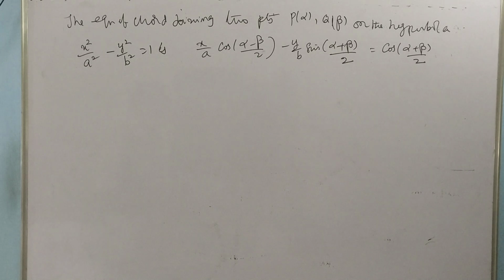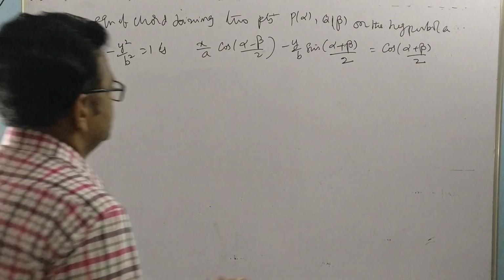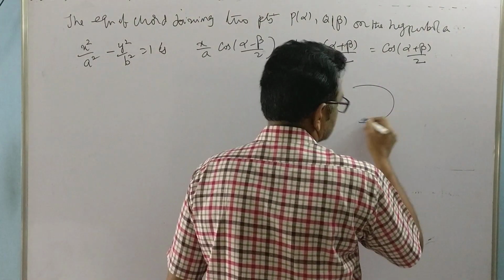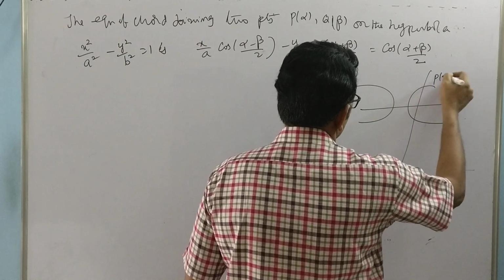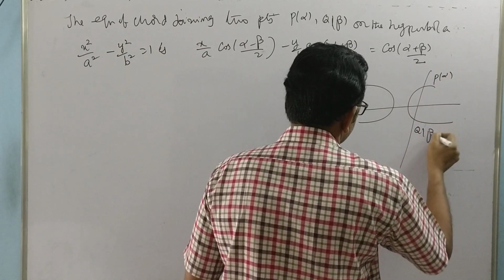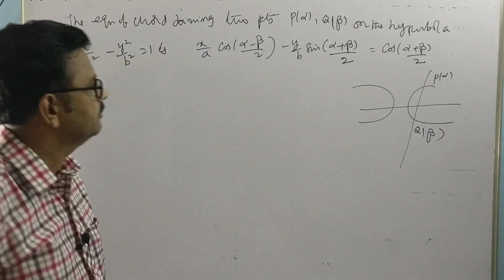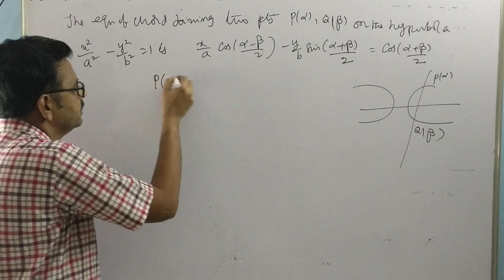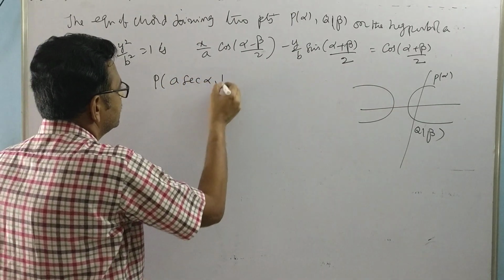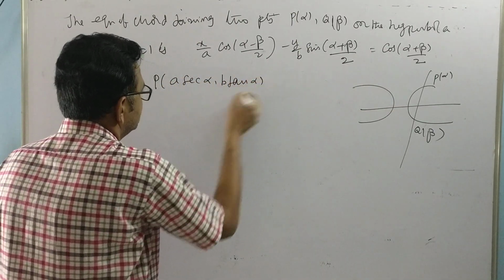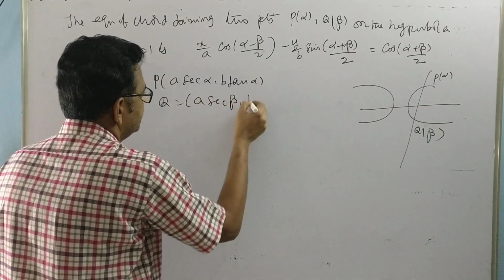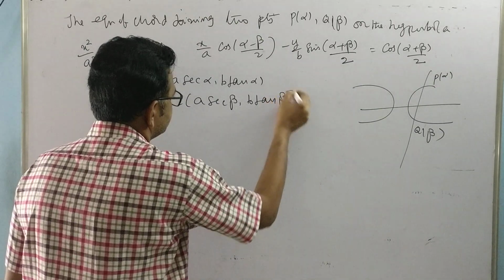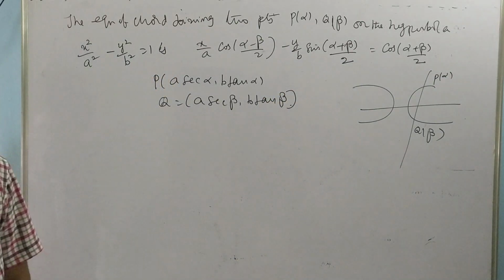So P alpha and Q beta mean alpha, beta. That means by using the two-point form, where the P coordinates are a secant alpha and b tan alpha, and the Q coordinates are a secant beta and b tan beta. So these are the parametric coordinates.